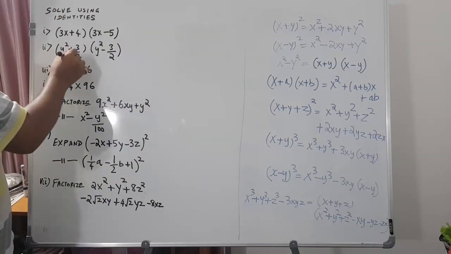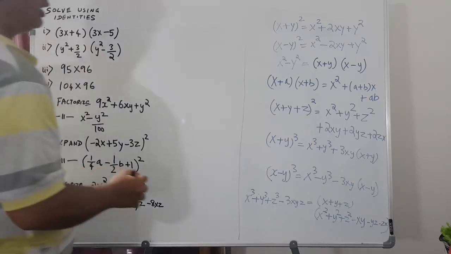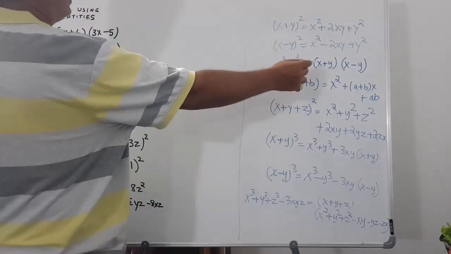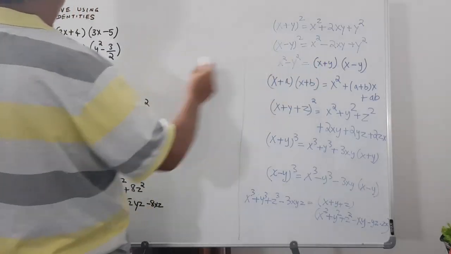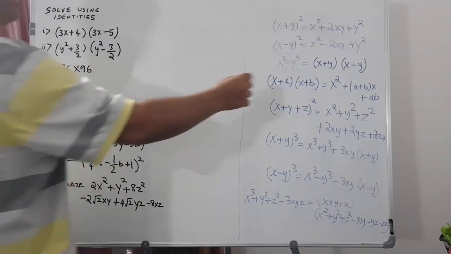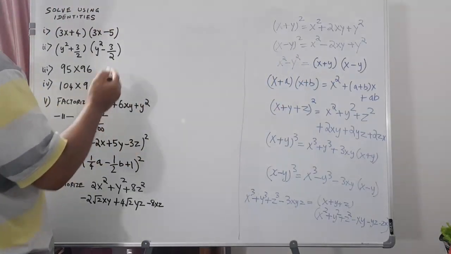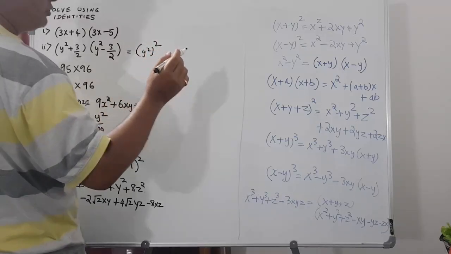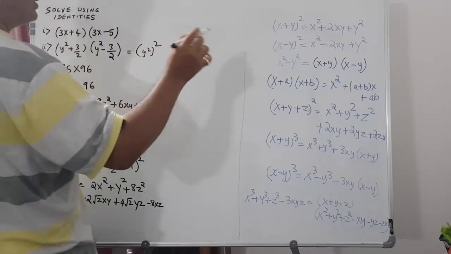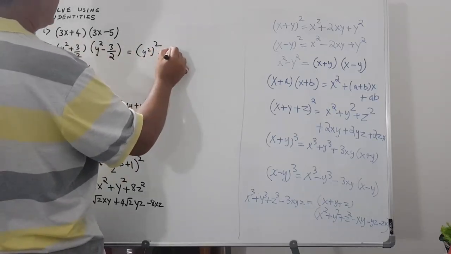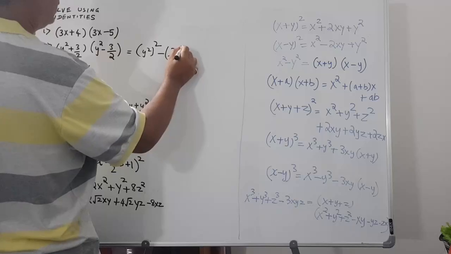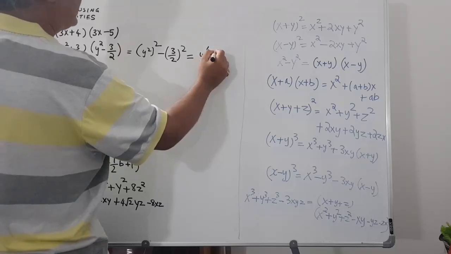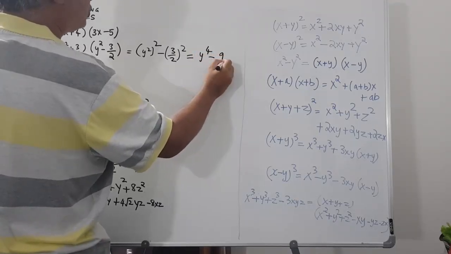Next, we have (y squared plus 3 by 2) and (y squared minus 3 by 2). Okay, this looks like (x + y) into (x - y), right? In the place of x we have got y squared, and in the place of y we have got 3 by 2. So we know that (x + y) into (x - y) gives us x squared minus y squared. So this gives us (y squared) whole squared, minus (3 by 2) whole squared. Okay, so that is equal to y power 4 minus 3 squared is 9 and 2 squared is 4.